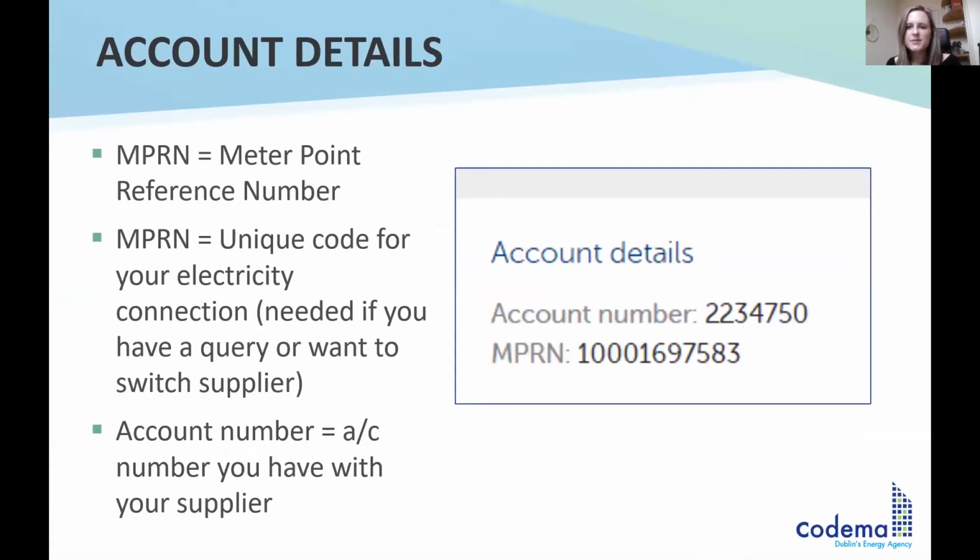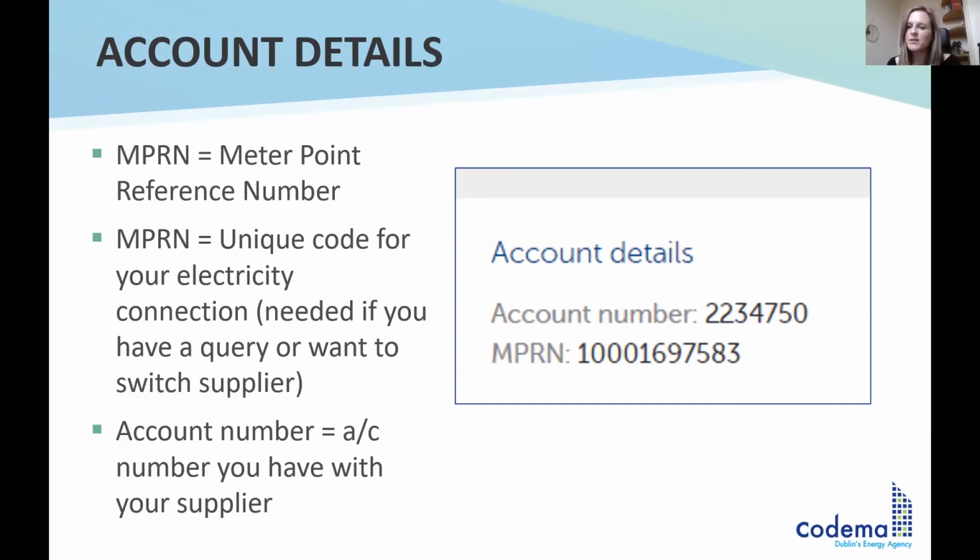In terms of your account details, there's really just two things you need to be looking out for. The first one is your MPRN, which is your meter point reference number. This is your unique code for the electricity connection to your house. So you'll always have the same MPRN, even if you change supplier. It's an important one to note, as you'll need your MPRN if you have a query with your current supplier or if you want to switch.